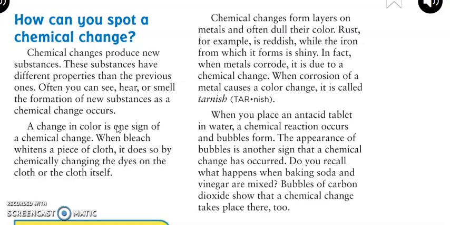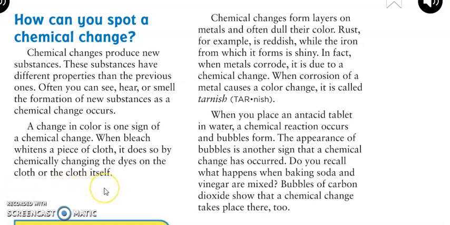And today we will talk about how you can spot a chemical change. Chemical changes produce a new substance. These substances have different properties than the previous ones. Often you can see, hear, or smell the formation of new substances as a chemical change occurs.